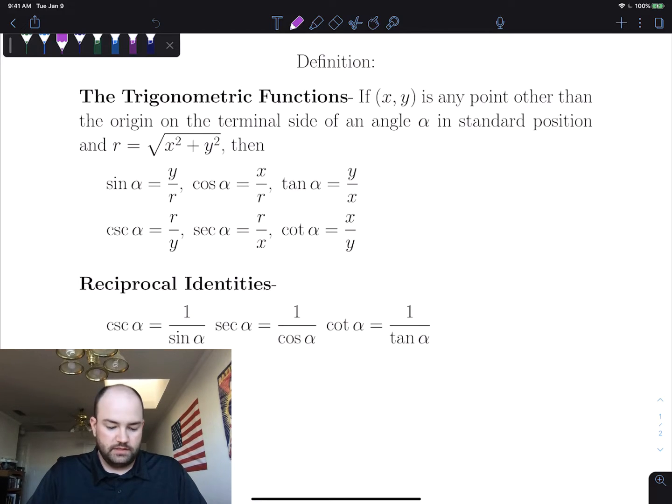Hello. In this video, we want to look at some definitions. So first of all, we have 6 trigonometric functions in trigonometry. Shouldn't be any surprise to people. So here is how we're going to define the trigonometric functions.